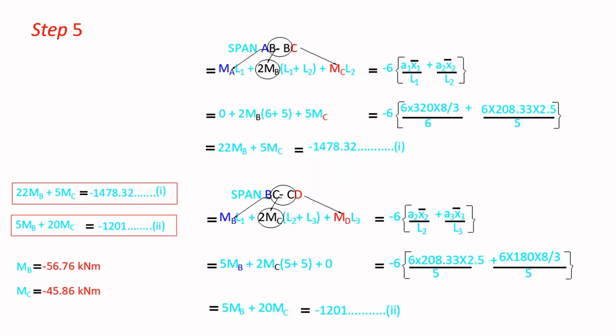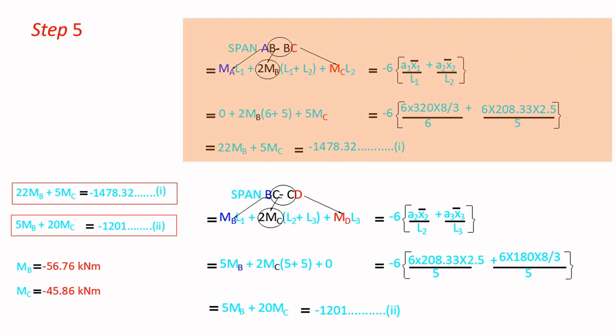Now we get to step 4, application of three-moment theorem equation. We shall start with span AB, BC. According to three-moment theorem equation, the formula is MA L1 plus 2 MB into brackets L1 plus L2 plus MC L2 is equal to -6 into brackets A1 x bar 1 over L1 plus A2 x bar 2 over L2. Applying the three-moment theorem equation, you get the values as shown. This gives equation number 1.